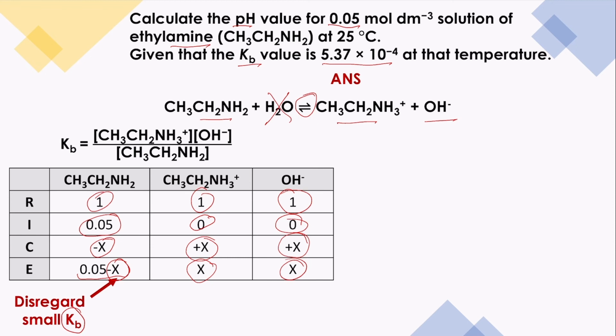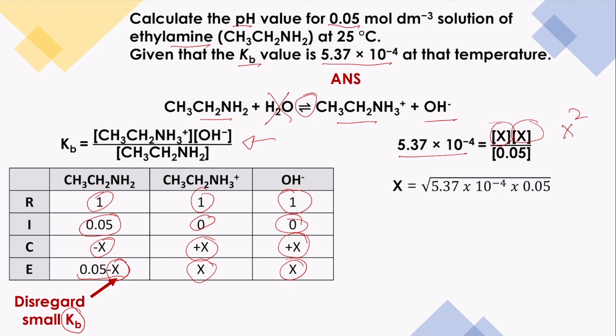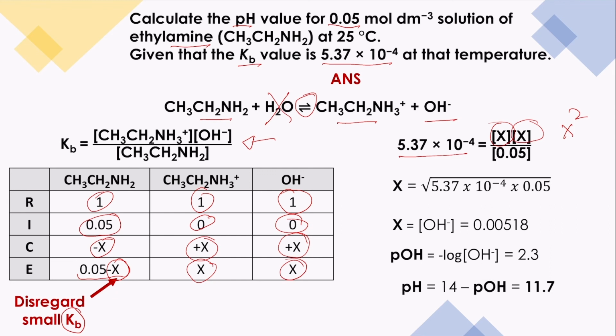Okay, we'll put the numbers in the formula. So in this formula, we will have the Kb given in the problem. Then we have X and X, the concentration of the products, which of course make X squared. Then we can find X. X is equal to the concentration of OH negative. Then we can, of course, find pOH, which is negative log OH negative, 2.3. Then pH is equal to 14 minus pOH, so it is equal to 11.7.